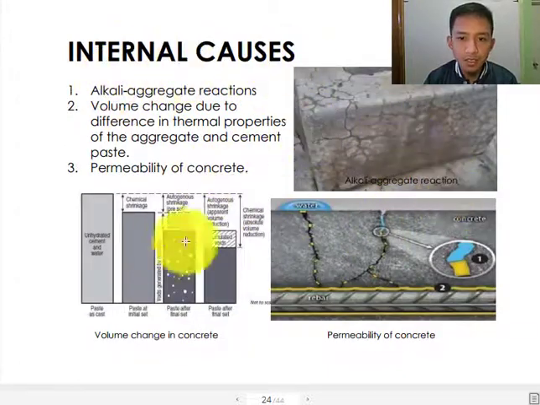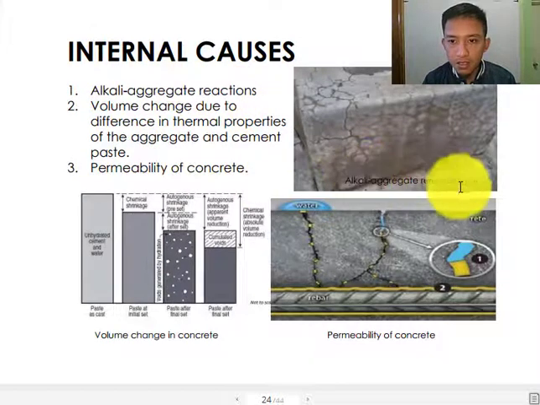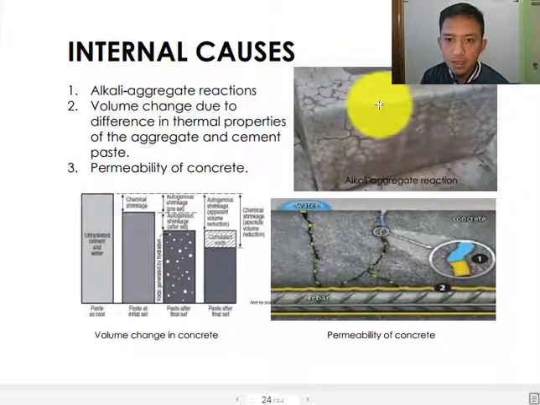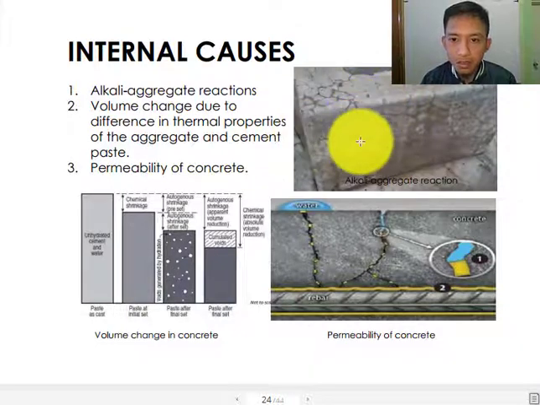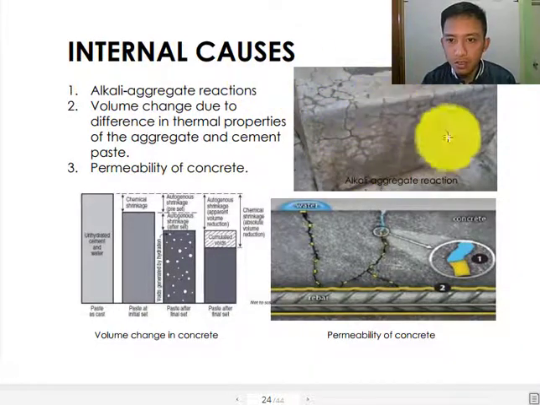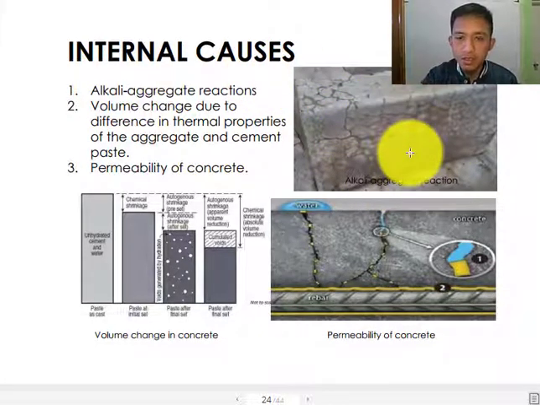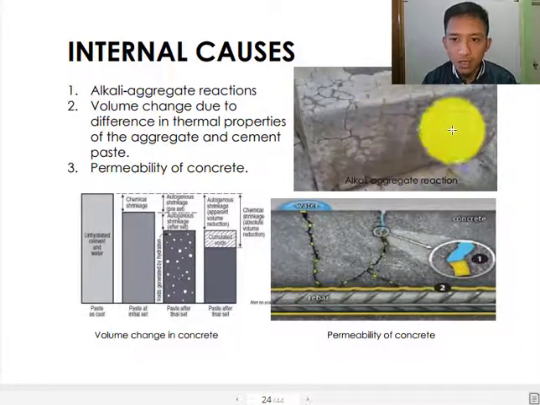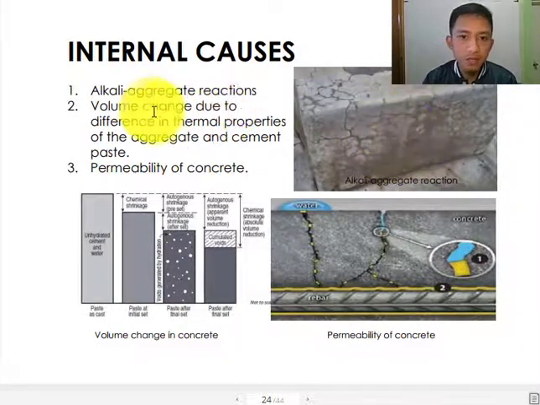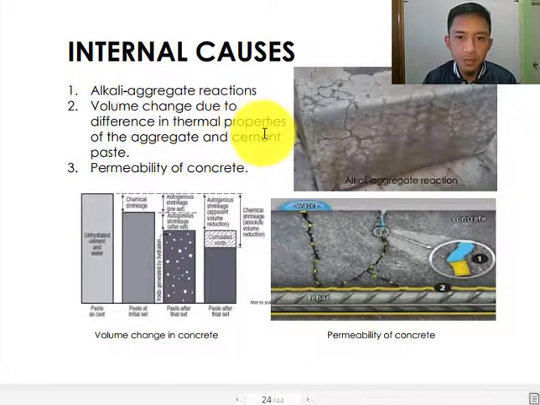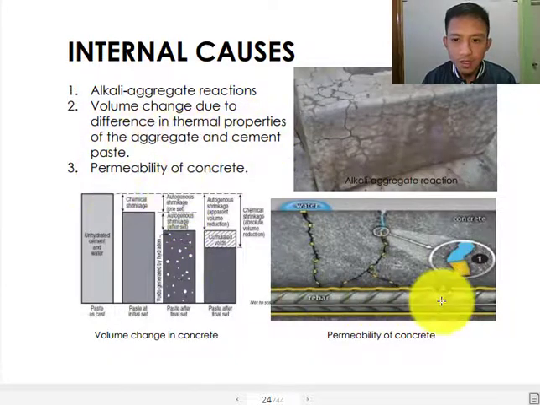Alkali. Okay, so these are the effects. Alkali aggregate reaction. So this is an example of that. It will actually cause breakage or cracking on your member. Volume change due to difference in thermal properties of the aggregate and cement paste.